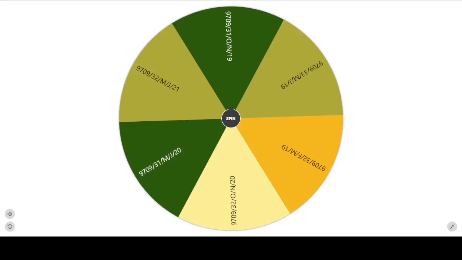Today I'm trying to do something different. I'm going to use PickerWheel to help me select a random math paper, a random Pure Mathematics 3 paper, and I'm going to solve it. So guys, without further ado, let's begin.